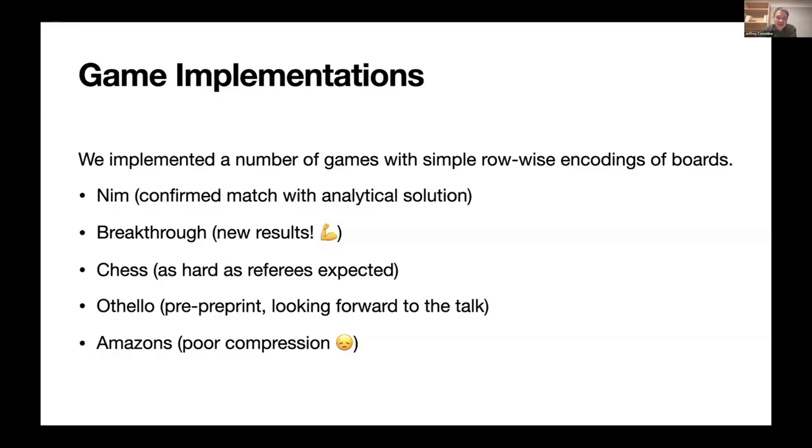We did Othello just before the preprint last year, showing that it was solved. And we did Amazons, which did not show very good compression in our testing so far. But we spent most of our time solving breakthrough once we saw that we had a lot of leverage there. So I'll show you those results now.